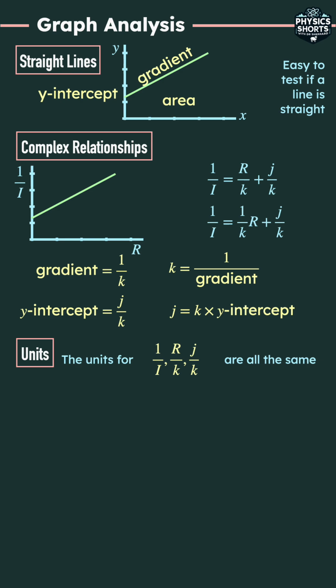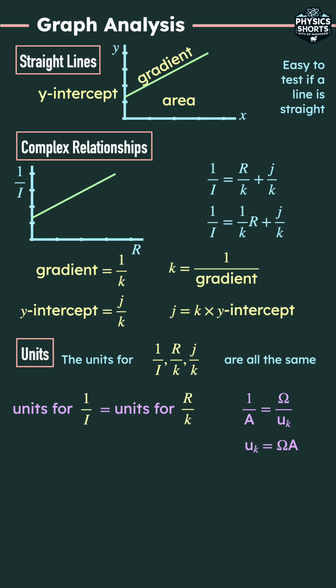We know the units for I and r, so we can determine the units for k by equating the units for 1 over I and the units for r over k. 1 over amp equals ohm over the units for k, so units for k are equal to ohm amps.